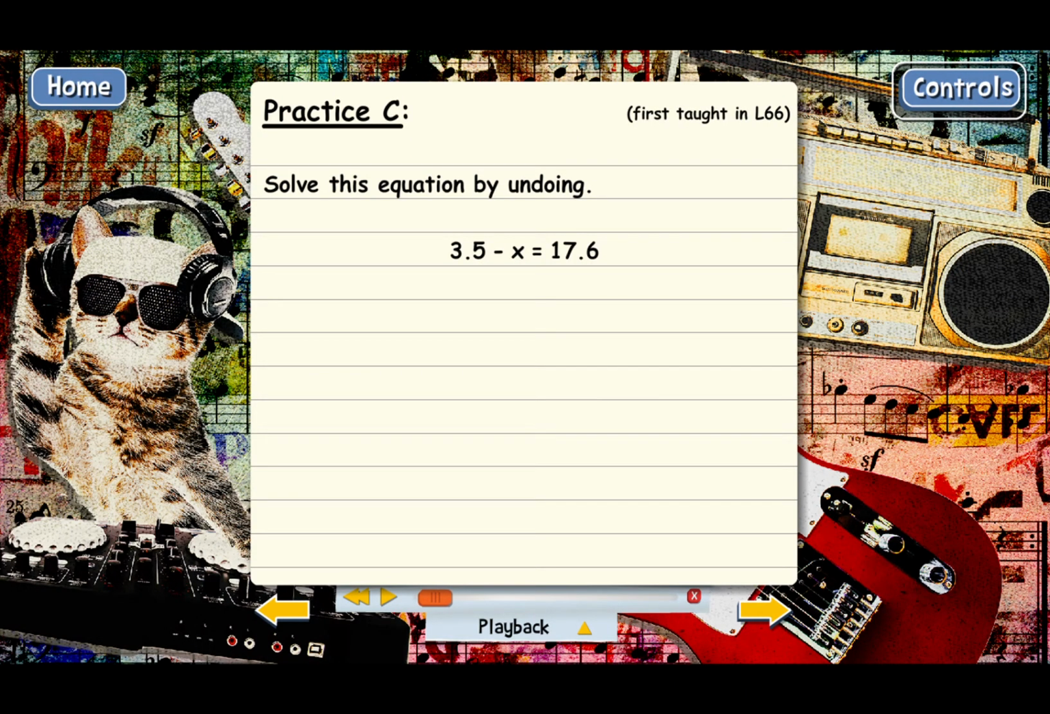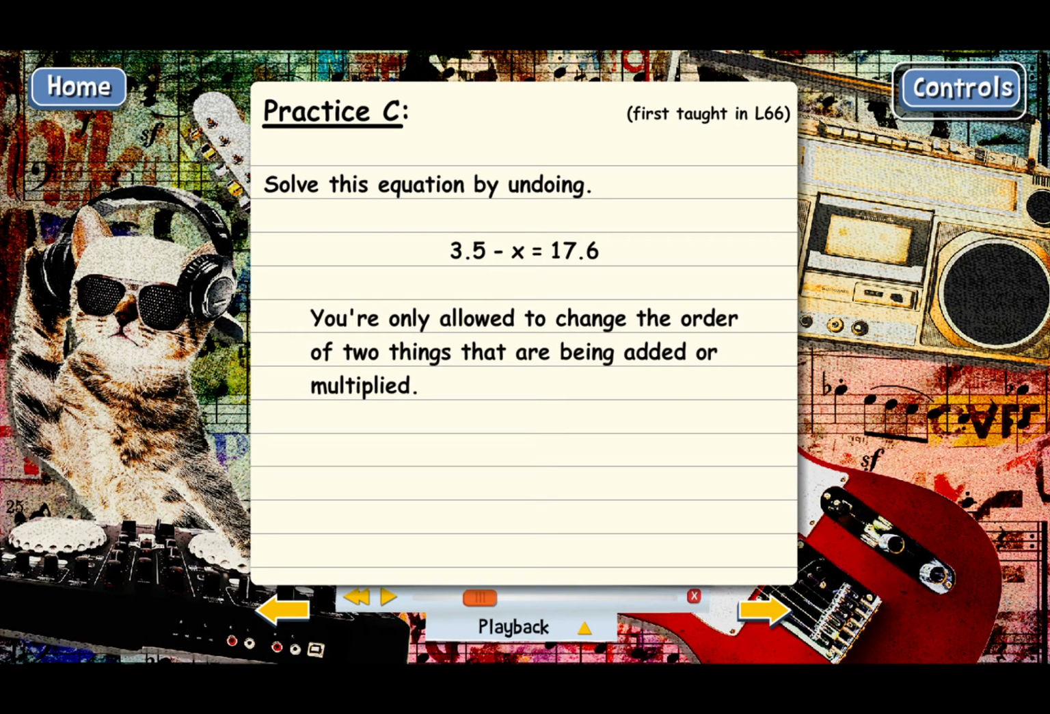Practice C. We need to solve this equation, and notice that the x is not on the far left like it normally is, and it would be easier to see how to undo this equation if we could switch the order of the 3.5 and the x. But since the two are being subtracted, we can't just flip them around, because remember that you're only allowed to change the order of two things that are being added or multiplied.